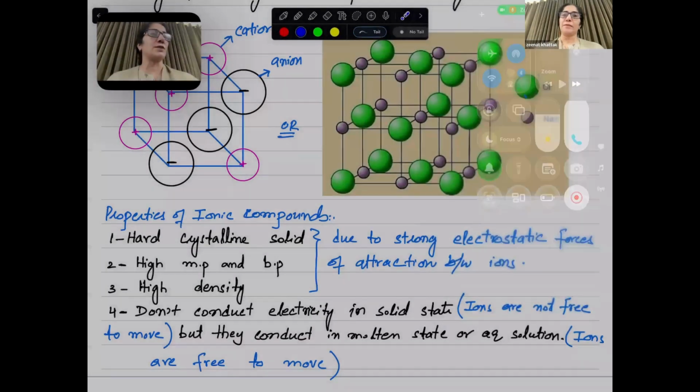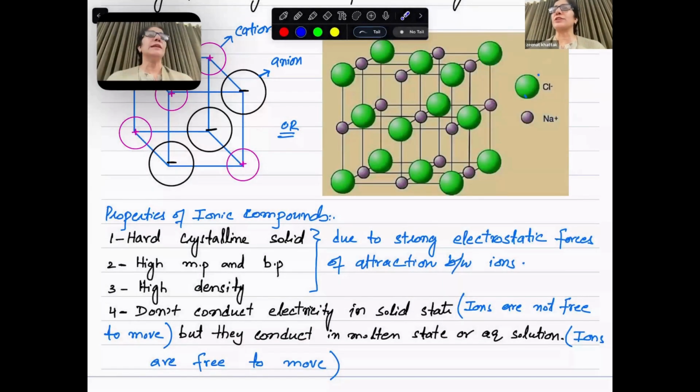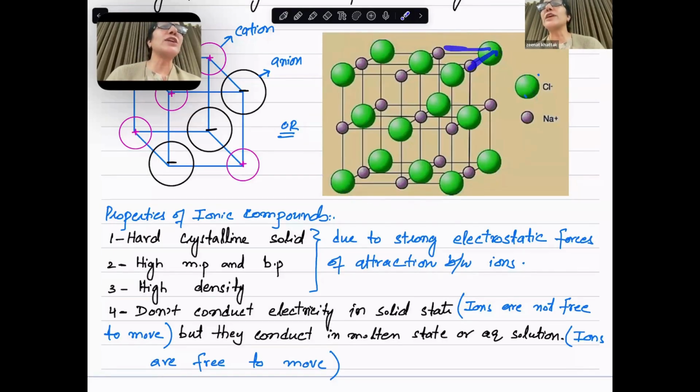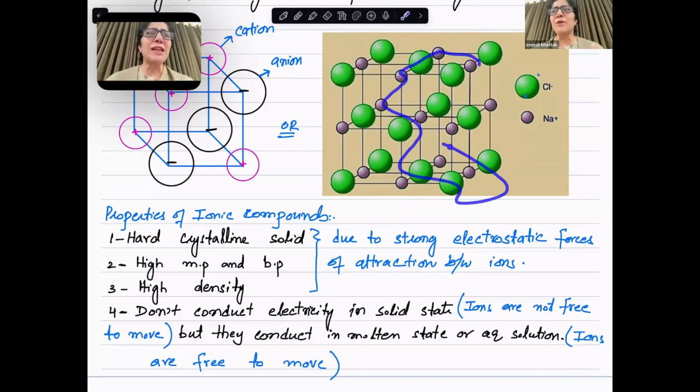Now, if you look at this structure, it's a huge structure. Is there one ionic bond or a network of ionic bonds? A network of cations and a network of anions. It's a network of ionic bonds. It's not just one bond. There are many bonds, many ions, in a regular alternating arrangement of cations and anions.